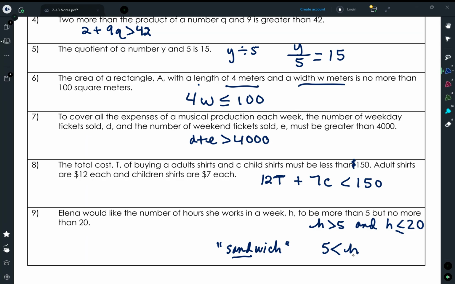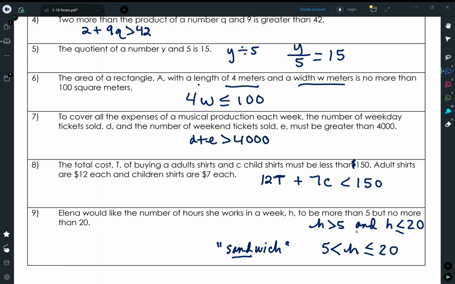And then right after the H, I know H is also less than or equal to 20, so I'm going to write less than or equal to 20. And now I have the letter H sandwiched between the 5 and the 20. And I really like this because when I look at this, it shows me that H is between 5 and 20. I can very clearly see that when I write it using this method.